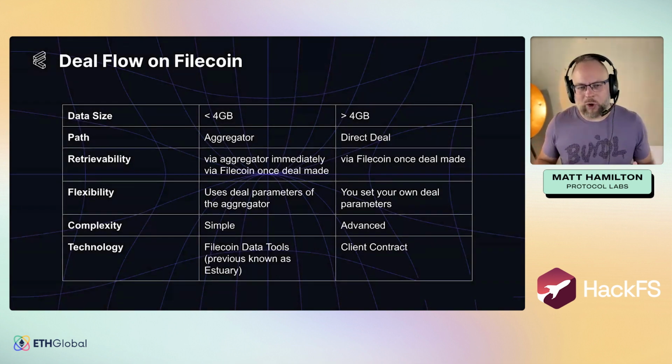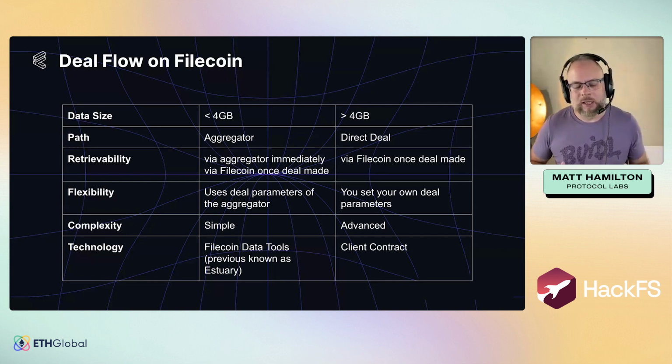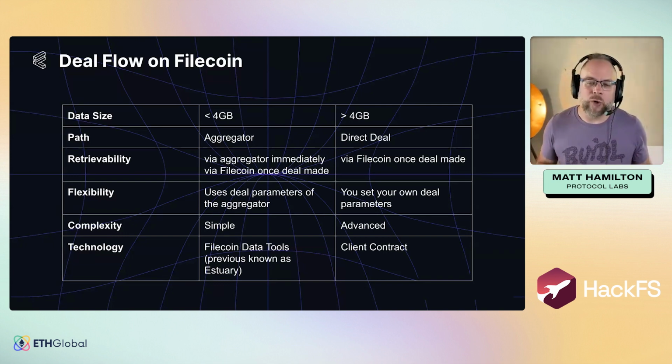So to summarize the two different approaches here, if you're going less than 4 gig of data, you go via an aggregator. If you're going larger than 4 gig of data, you go via a direct deal. With an aggregator, typically the retrievability is immediate because you can retrieve directly from the aggregator initially, and then via Filecoin once the deal is made. If you're doing a direct deal, typically you're not able to access the data until a deal is made or until the aggregator at least has picked up that contract and published the storage deal.